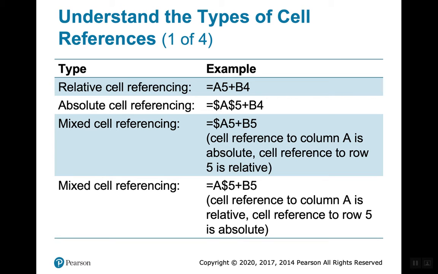All right. Mixed cell referencing is where you combine these two together. So what you have is a combination. You can either lock the row or you can lock the column, and you have a choice of either way. So if you do $A, what that means is the column is absolute, and the reference to the row is relative, and vice versa. If you do $5, as we'll see in our example here, the cell reference for the column is relative, and the cell reference to the row is absolute.